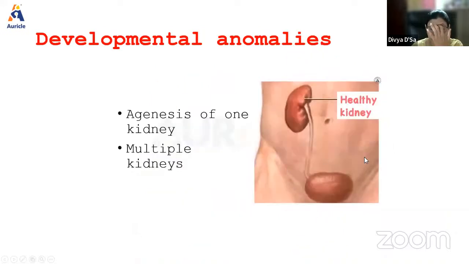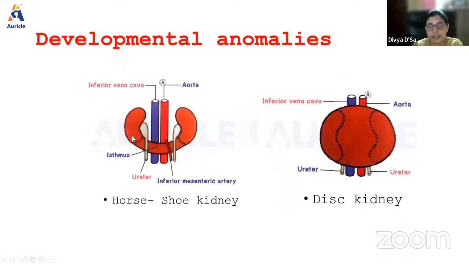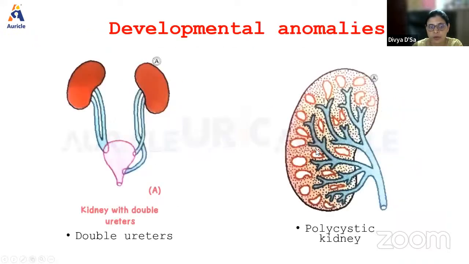Sometimes one of the kidneys may not develop, or there will be multiple kidneys. Then fused kidney: the kidney can get displaced and both kidneys may be fused. Sometimes one of the kidneys may just remain in the pelvis itself. It may not ascend. We call it the pelvic kidney. Sometimes the lower poles during development may approximate each other and fuse, and that is known as the horseshoe-shaped kidney. Sometimes both the right and left kidneys may fuse and form a disc-shaped kidney. So these are all developmental anomalies.